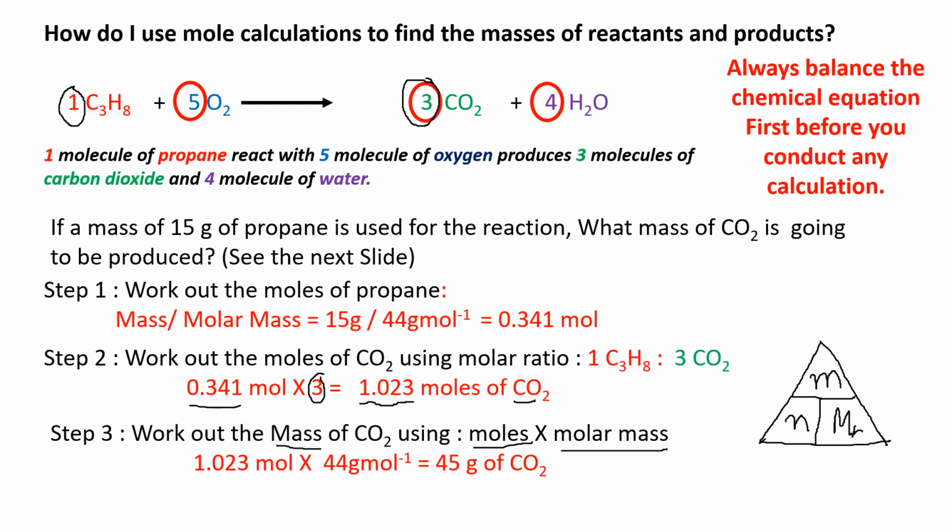So 1.023 moles, which we calculated earlier, times 44, which is the formula mass of CO2. Make sure you pay attention here that this 44 is not the same as this 44. Do not confuse these two. Now that gives us an answer of 45 grams of CO2.